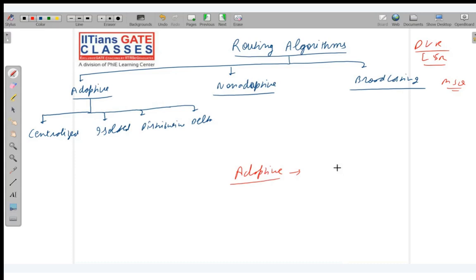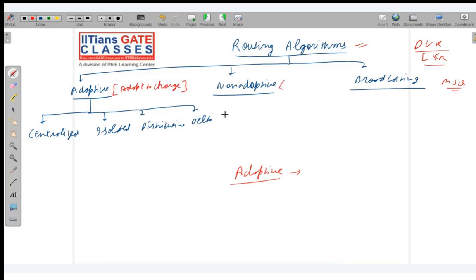That means, see this, with a routing algorithm the router will fill the table automatically. That means they will fill themselves. But after filling, if one of the routers fails or some route is congested, then they will change their routing table. That means they will adapt to the changes. That is the basic meaning of adaptive. If one router fails or something happens, they will adapt to the changes. So I will simply write one word: adapt to change.